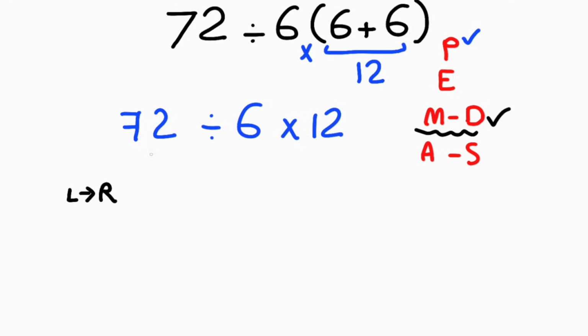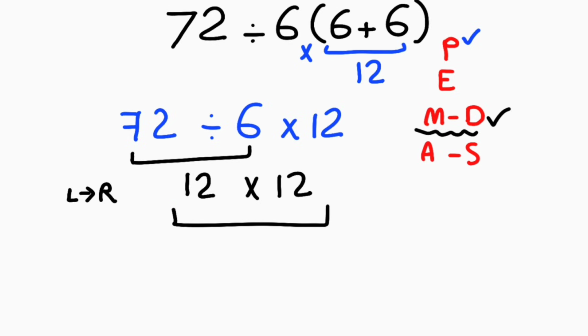Now, we have to start with this division, not this multiplication. 72 divided by 6 gives us 12. At the end, we have 12 times 12. So, our final answer to this expression is 144.